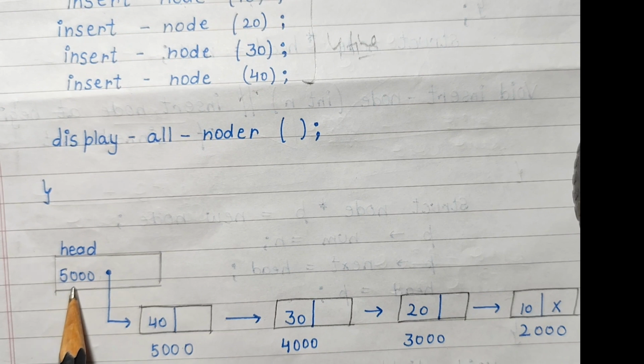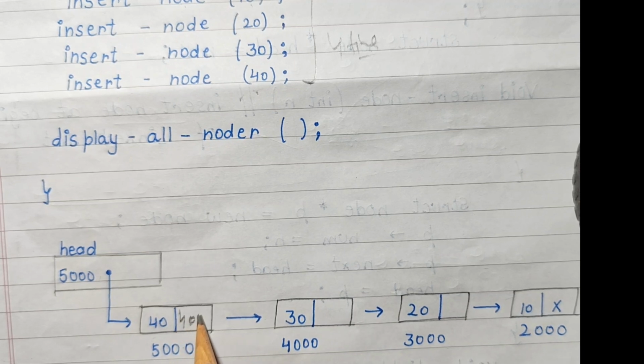So head has a value 5000. Now head points to the element 40. Then here we have the next pointer. In the next pointer, what value will be stored? 4000 will be stored. So that's why it points to the next node which has a value 4000. And here in the next pointer 3000 will be stored, and here in the next pointer 2000 will be stored. And that's why they point to the next node. And the last node has a null pointer in the next pointer because this one is the last node.